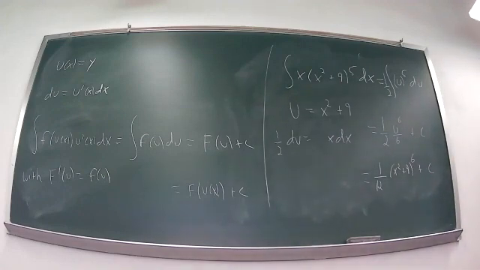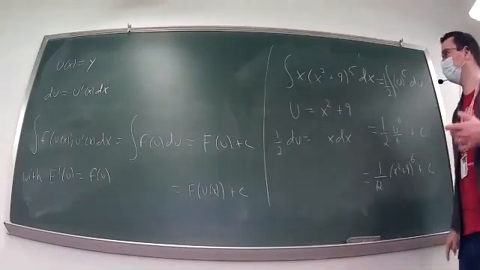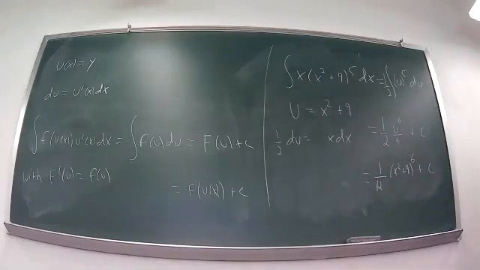And so here now you've cleanly done this integral. The antiderivative of x times (x squared plus 9) to the 5th is equal to 1/12 (x squared plus 9) to the 6th plus a constant.